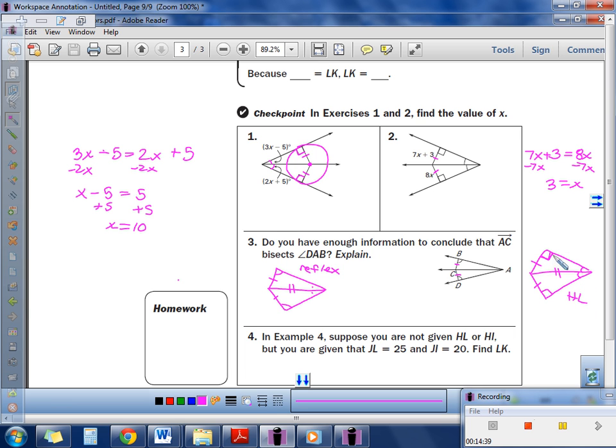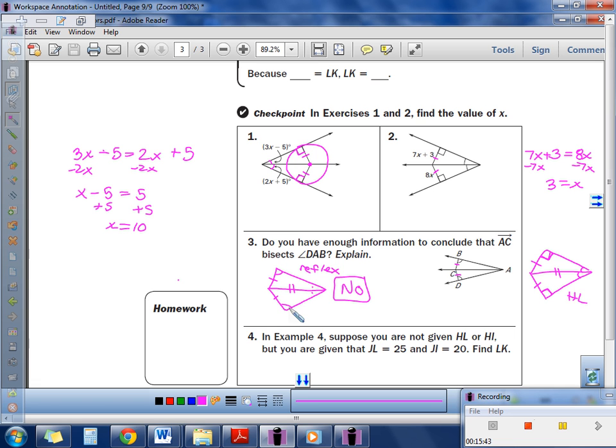So this does tie back to old stuff. If you have these 90s, you can look for HL. Be careful. This did not have those 90s. This does relate back to old stuff. So, do we have enough information on this one? We talked about it right here. We said no, not enough information. We need those to be 90s.